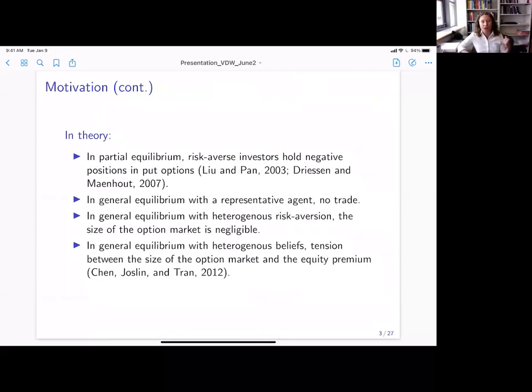Taken all together, these facts are puzzling for the theoretical literature, because what we have in a partial equilibrium framework is that, given these returns, especially of the out-of-the-money puts, risk-averse investors just choose to hold negative positions, right, with various degrees of risk aversion. And in general equilibrium, however, these options are in zero net supply. So somebody has to be willing to take the other side, right? Somebody has to be willing to hold put options despite the sellers achieving these high expected returns. So what do we have in general equilibrium? In a representative agent framework, there is no trade. So we can be successful in explaining prices, but we can't say anything about quantity supplied and demanded.